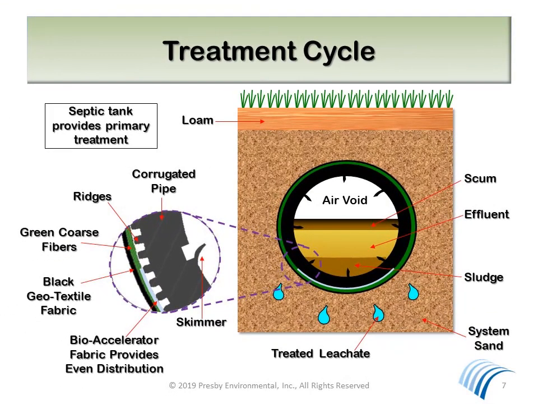This is an illustrated cross-section of the Advanced Enviroseptic pipe during normal operation. You'll notice the pipe is black and has many ridges and valleys to increase its surface area. It has been intentionally designed this way, knowing that the large surface area would be a host to the bacteria that break down the suspended solids.